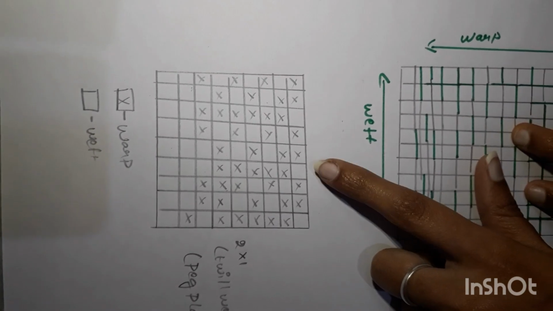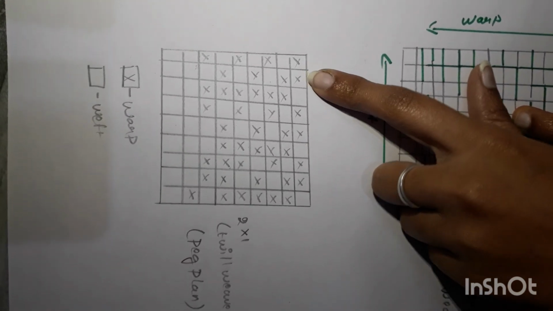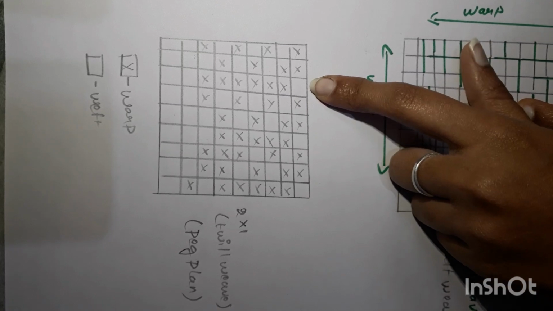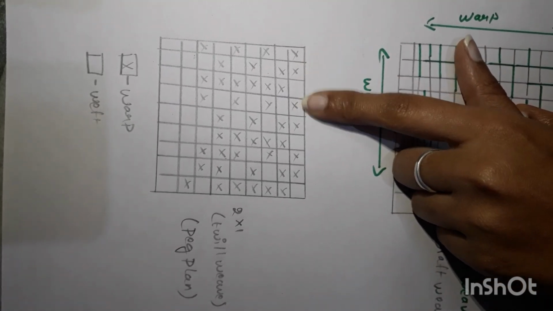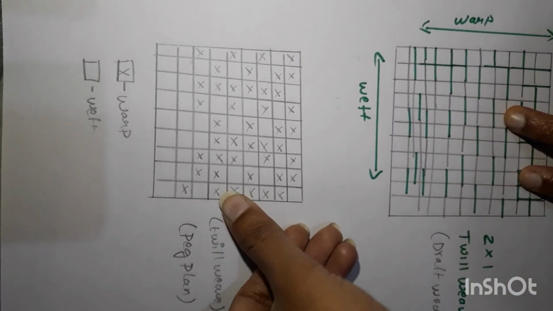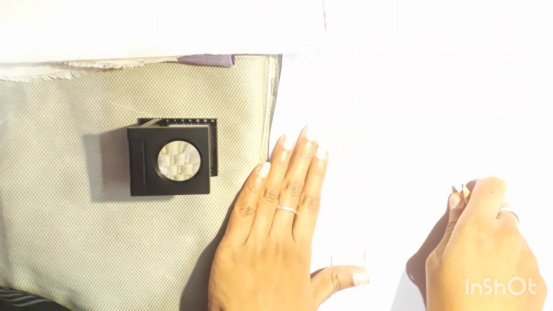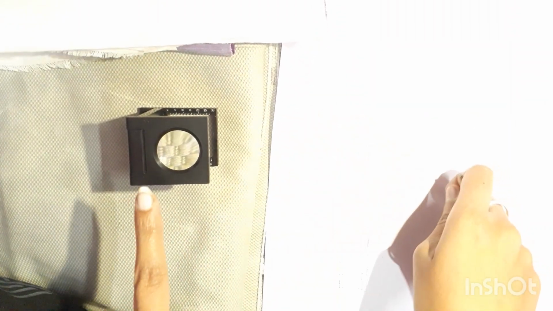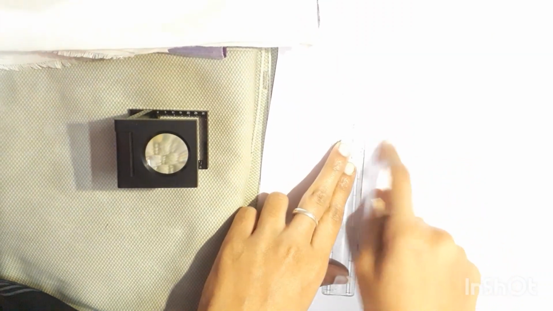Likewise, in the peg plan the X is denoted as warp and the plain square is denoted as weft. The double X is the warp and the single plain square is the weft. So the yarn has an interlacement of 2 warp and 1 weft. The direction has been shown like this. This is the lengthwise and this is the crosswise. Now I am going to show how we use this pick glass, and again how we are going to draw the draft plan and peg plan.